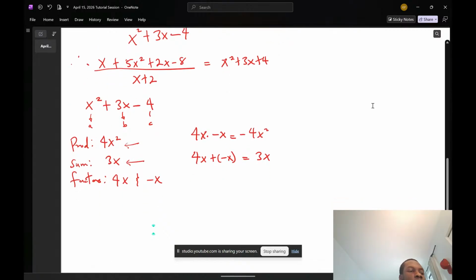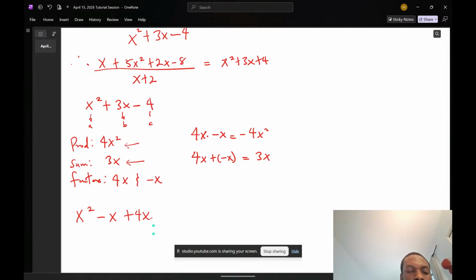Okay. So when we are writing it inside, we'll write it this way. We'll write it as x squared minus x plus 4x minus 4. So x is common between these two. You can use x to divide these two. So x squared divided by x is x. Minus x divided by x will give us minus 1.